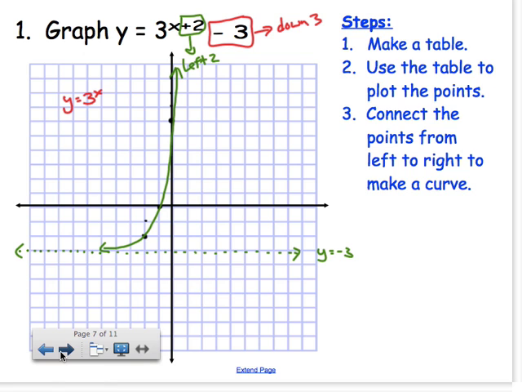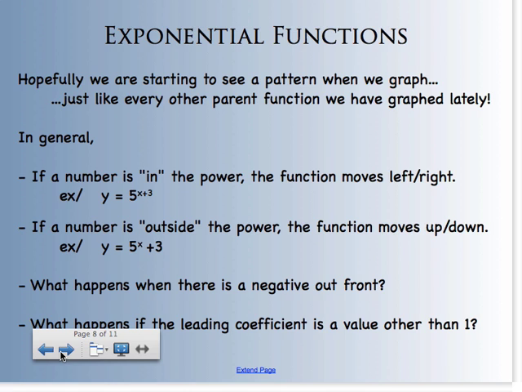So in general, if you look in the middle of the screen, it says in general. There are really 2 bullets I want you to live by. It's something that we've already learned, reinforcing exactly the same thing we've already talked about. If a number is in the power, the function moves left and right. For example, in y equals 5 to the x plus 3, the plus 3 is on the inside of the power. It's actually part of the power, so I know this one is going to move left or right. It's opposite than we think, so instead of moving right 3, we actually move left 3.